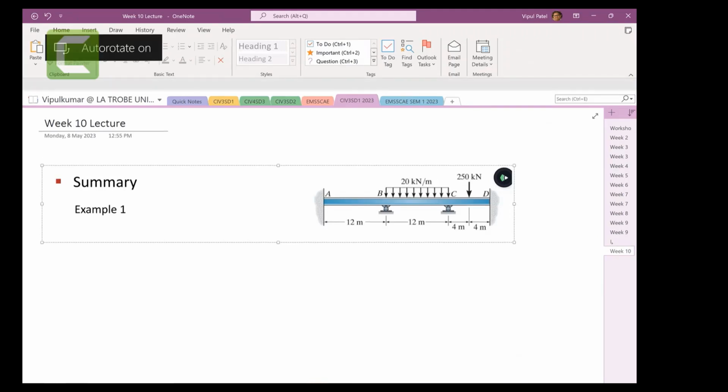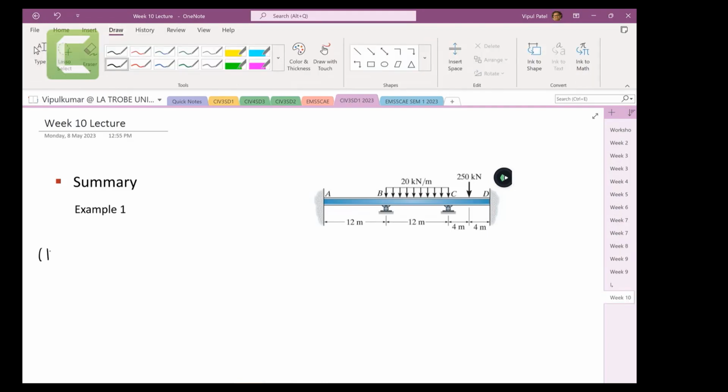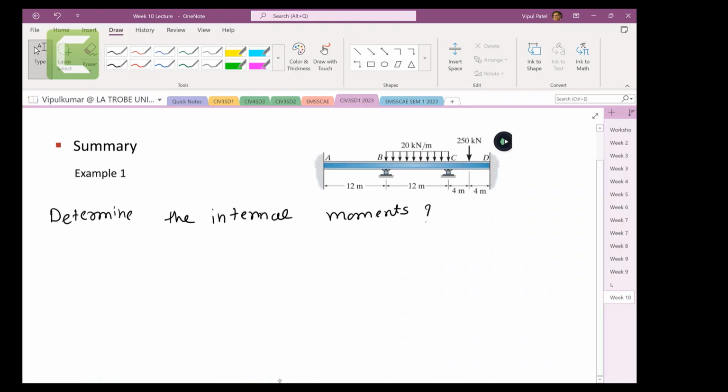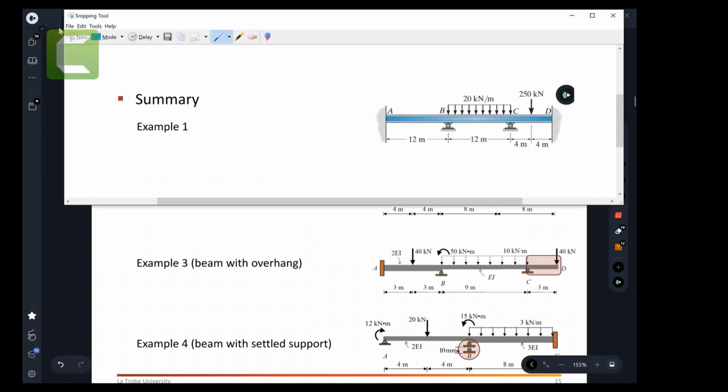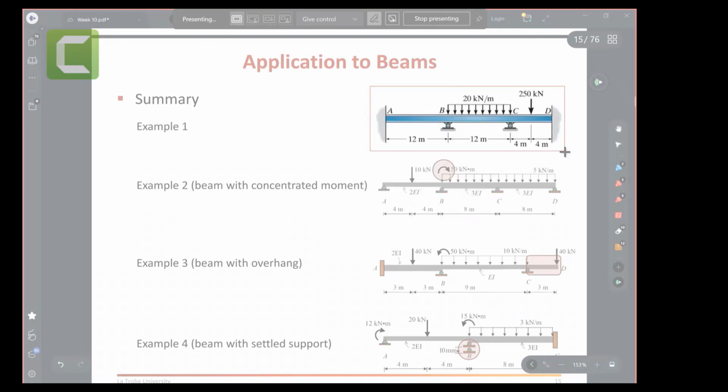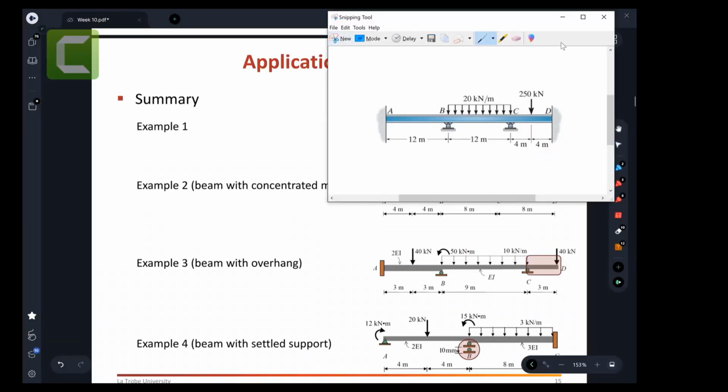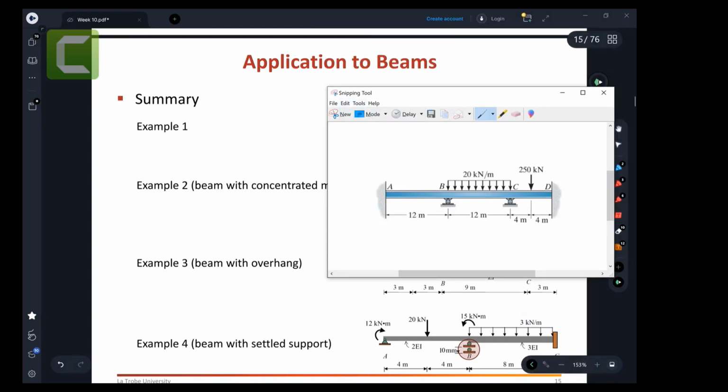Let's do it. The question here is to determine the internal moments. We need to determine the internal moments. Now, to calculate the internal moments, let me go back and get these figures clearly. We'd like to calculate the internal moments for these ones.